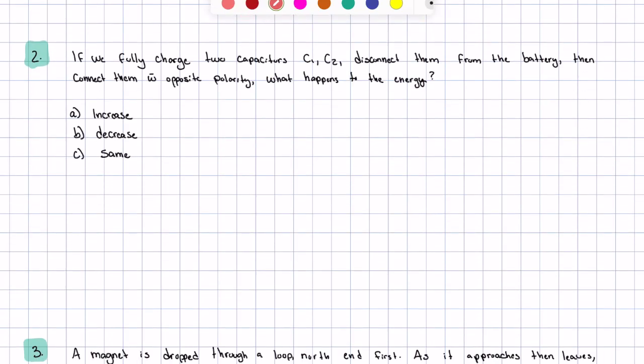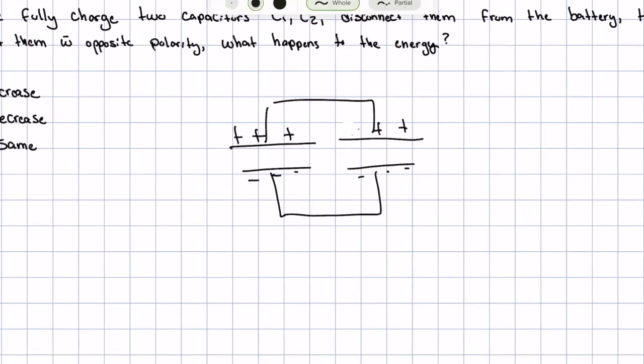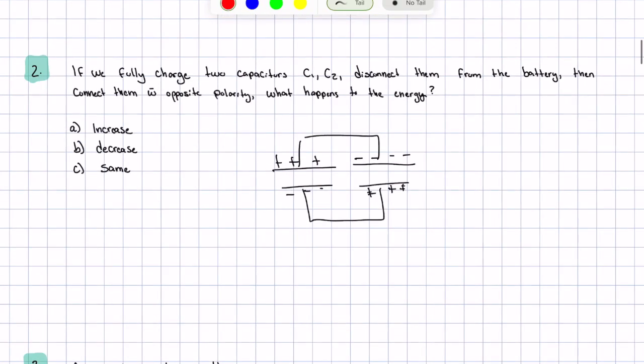2 says if we fully charge two capacitors, C1 and C2, so I'll just draw that out. We have two capacitors, and fully charging them means we let the maximum amount of charge sit on them like this, and then we disconnect them from the battery. So we remove this here, and then we connect them with opposite polarities. What happens to the energy? Opposite polarity just means here, instead of having plus and plus on the top, we have plus and minus. So it's minus and plus. So these two have opposite polarities, and that's what it's trying to say. So what happens to the energy?